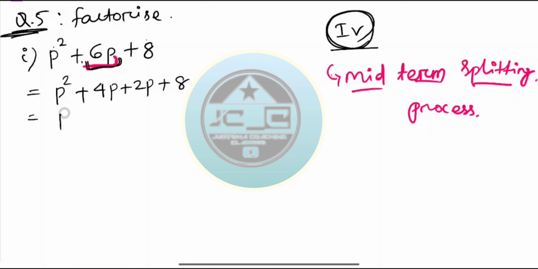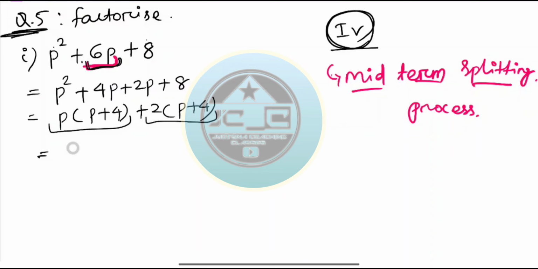Now after taking p common we have p plus 4, and plus 2 common, p plus 4. Again we have two different terms. You take p plus 4 common, you have p plus 2. This is the final answer. And next, now move to the second question.